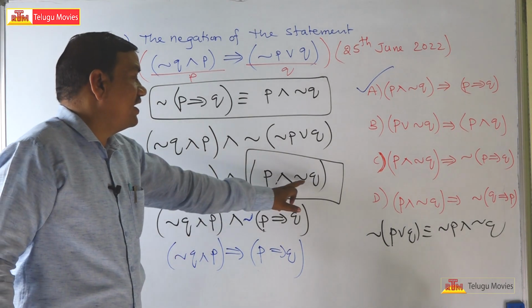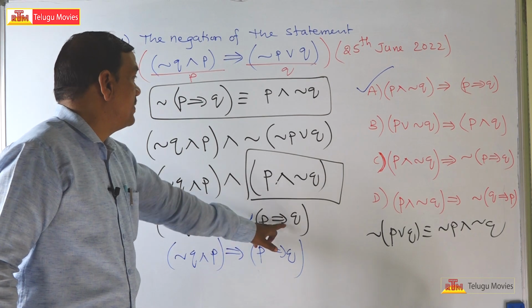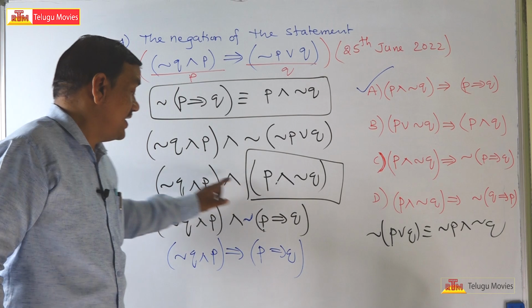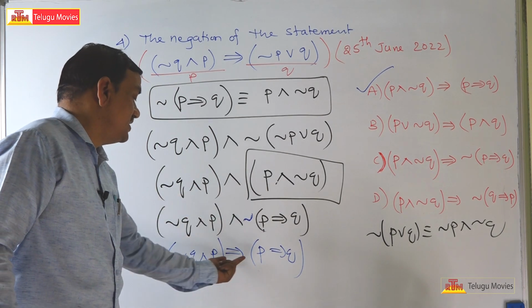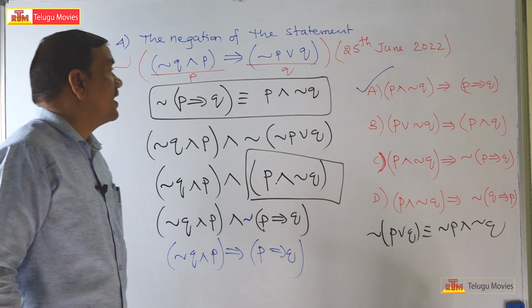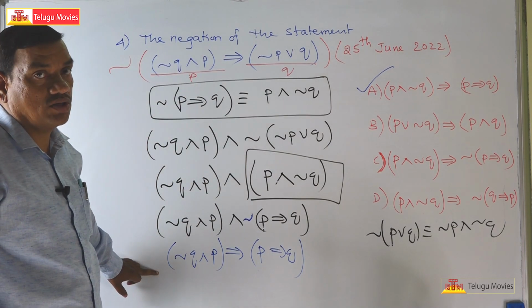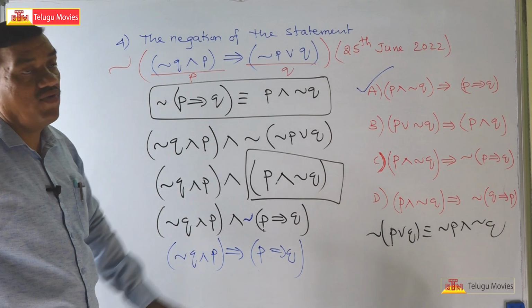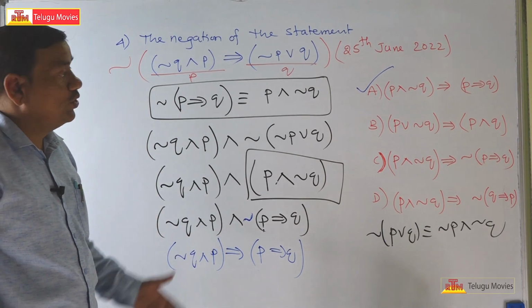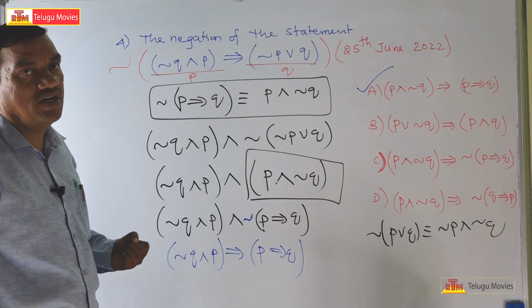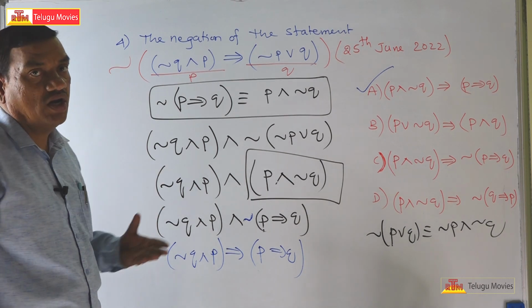So P and negation Q can be written as negation of P implies Q. So again I combined it: the first statement as it is implies P implies Q. So the given statement can be written in this form also. If you apply the formulas in a logical way, you can arrive at the solution very easily. I hope that you understand this solution. So let us go for the next problem.